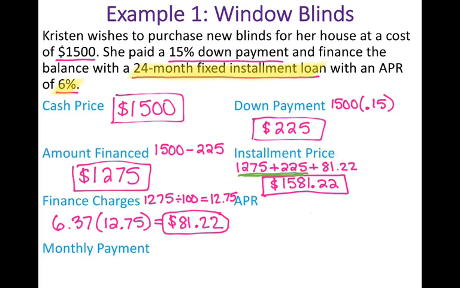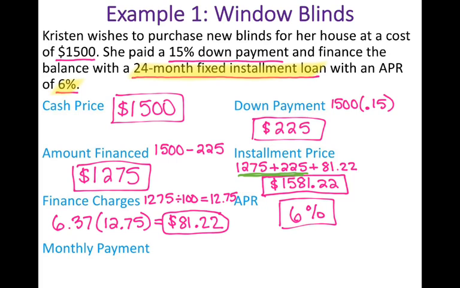Okay, so the other pieces of information that I need to find are the APR as well as the monthly payment. The APR was actually listed within the problem. That was 6%. So I'm just going to list that out as 6%. The last thing I need to figure out is the monthly payment.